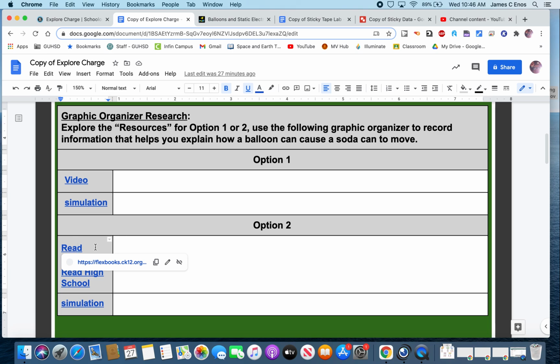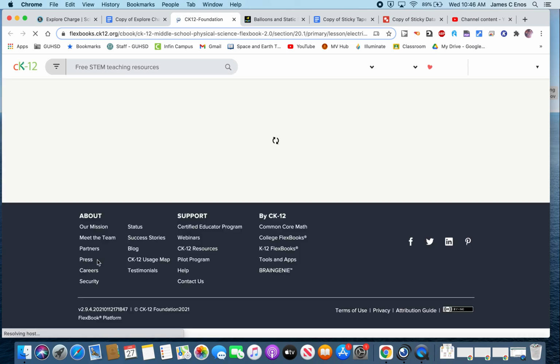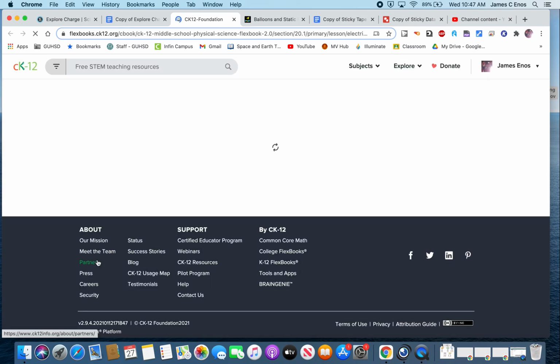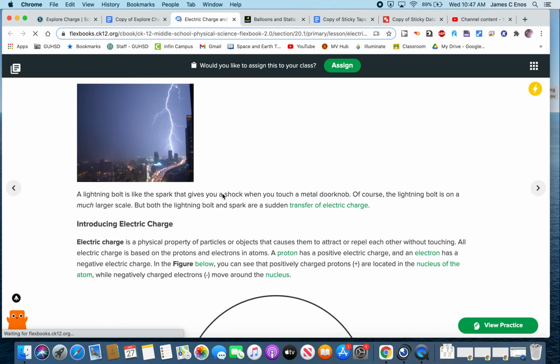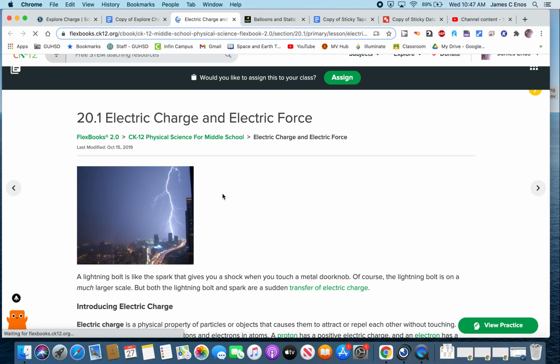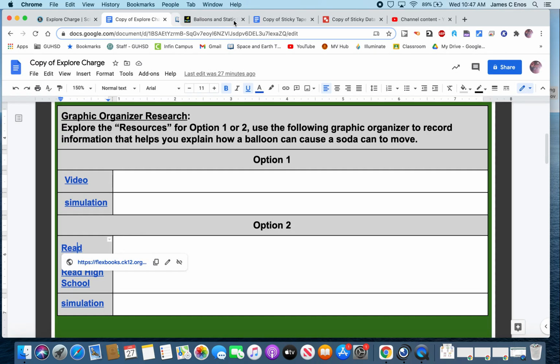Then there's this reading down here. I really want you to get into this reading. You can look through this. This gets into some charges and what you can use for charge. And I don't want you to spend too much time reading, because I know, well, that's not that enjoyable.